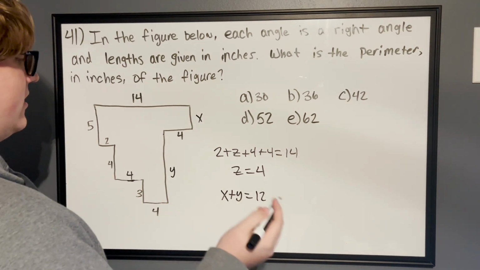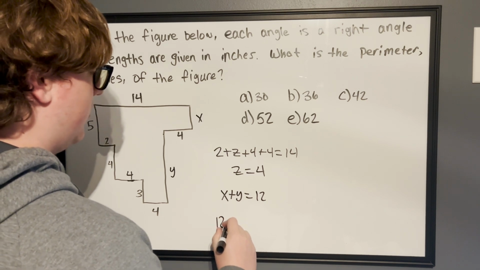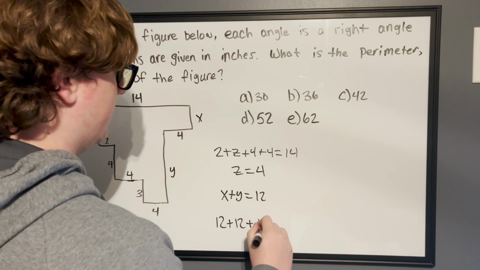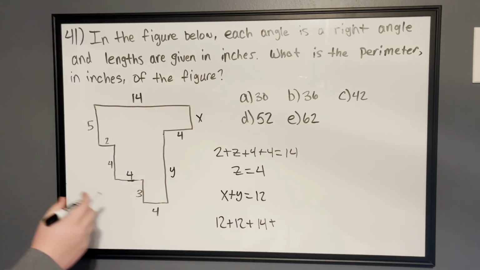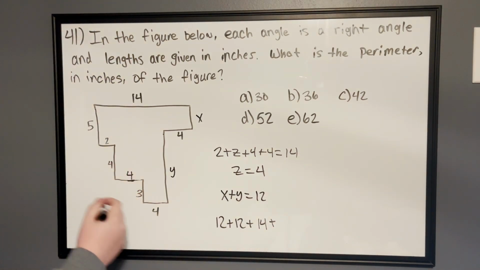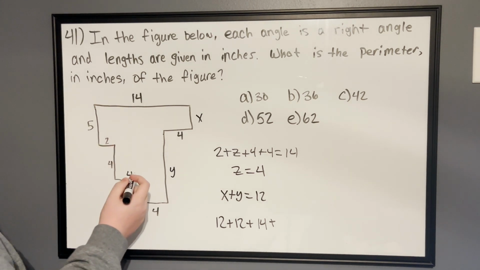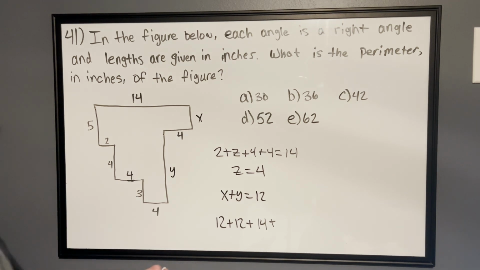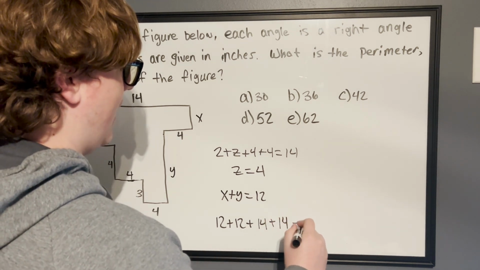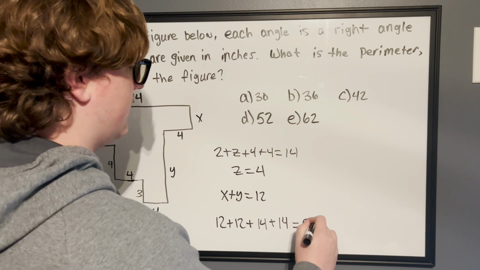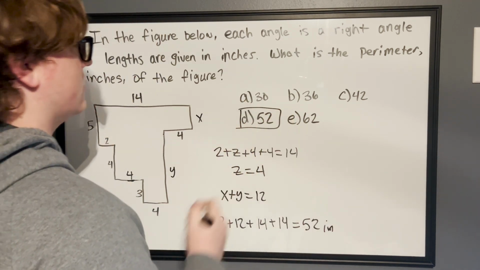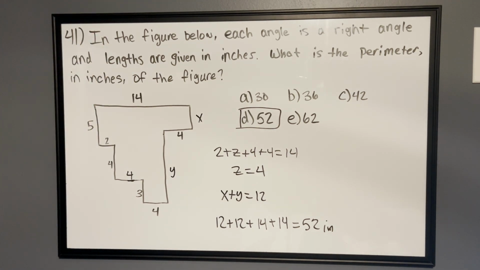So we have to find the perimeter, 12 plus 12 plus the 14 is part of this, plus the 14 that we found for these distances right here. So we know that this is 2 plus 4 plus 4 plus 4 is going to be equal to 14. And when you add all of these up, you get 52 inches, which is option D in this question. So that's it for 41. Let's go ahead and move on to 42.